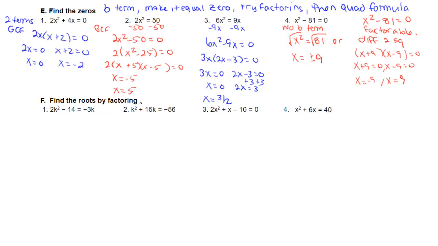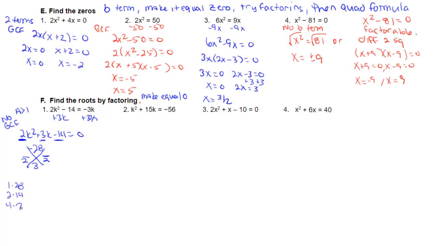And then in part F, well, we're going to factor here. We're going to make it equal to 0. We get 2k squared plus 3k minus 14. There's no GCF. a is greater than 1, so we use the x factor. We get -28 on the top, so we need 2 numbers to multiply to get -28 and subtract to get 3. We check a few.